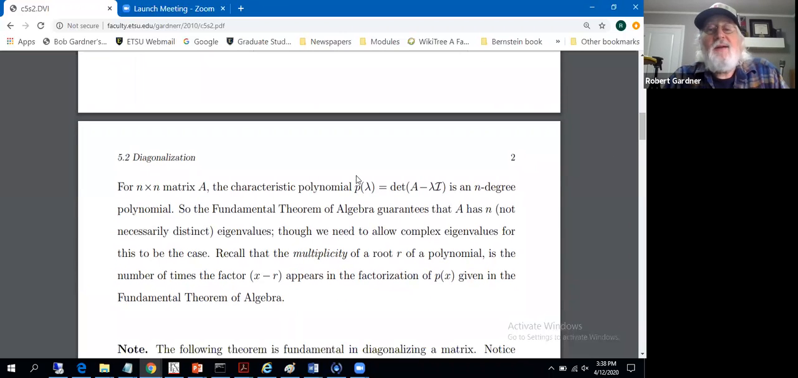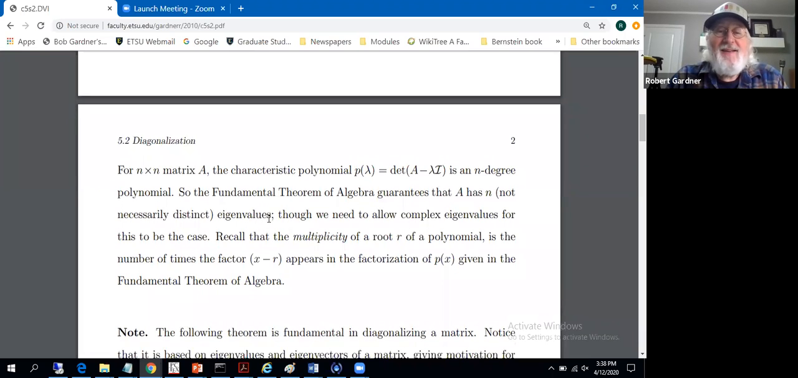All right, the characteristic polynomial, determinant of A minus lambda I. If A is an n by n matrix, as we've seen, that's an n degree polynomial. So the fundamental theorem of algebra tells us we can find n eigenvalues. They may not be distinct, we've seen that in an example, and they may be complex, and we haven't seen that in an example. What we'll do with complex eigenvalues, at this stage, we're probably mostly going to ignore them.